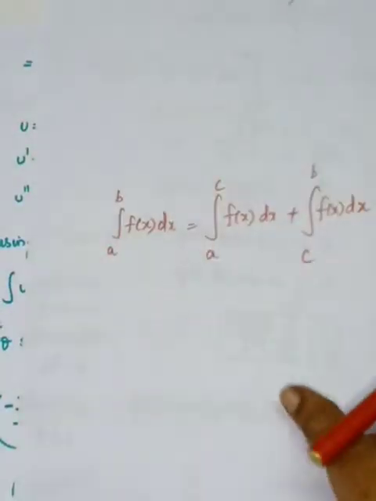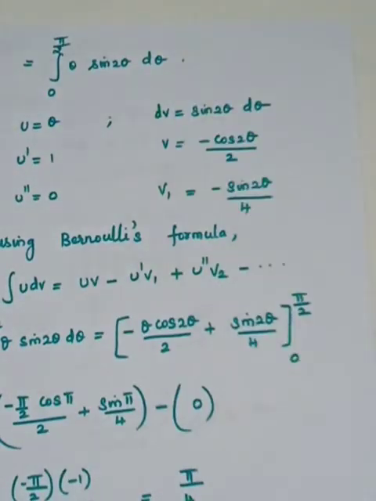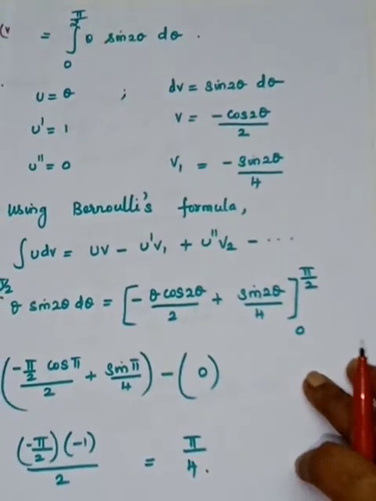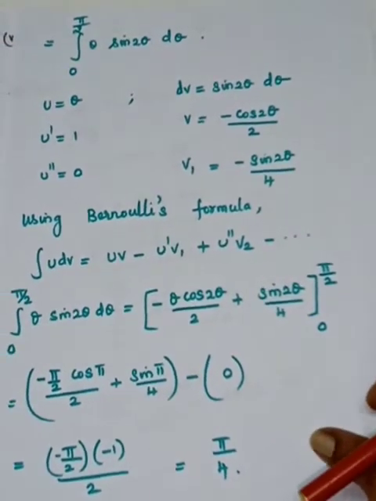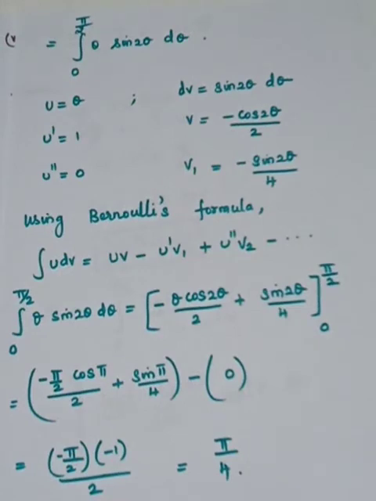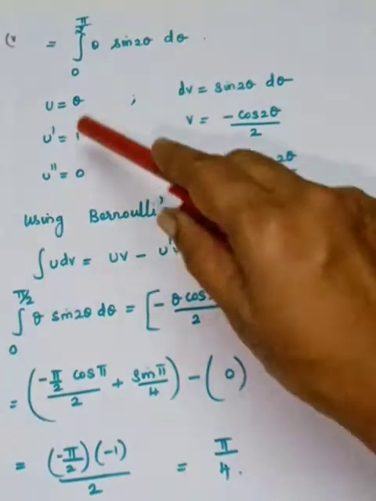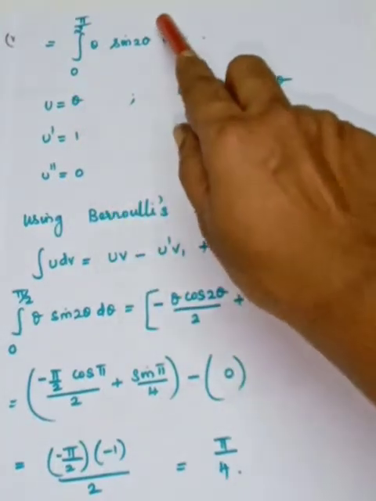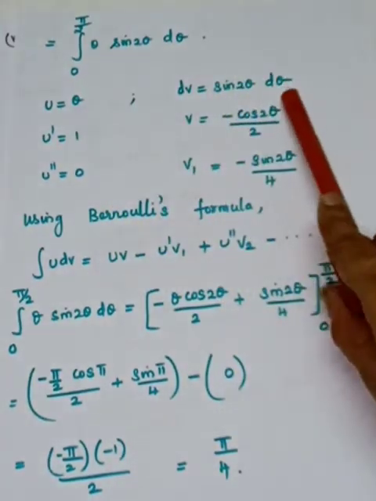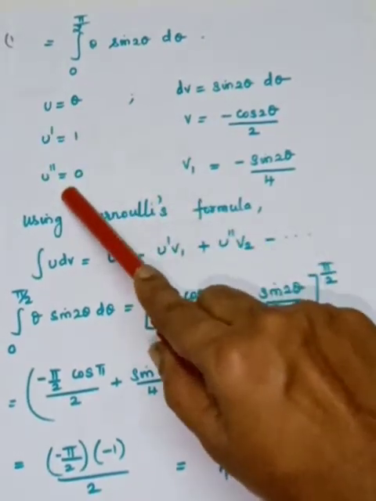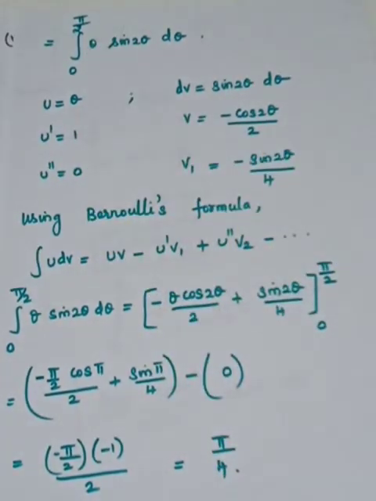So it can be written as integral 0 to pi by 2 theta into sin 2 theta d theta. Here we are going to use the Bernoulli formula. Otherwise we can go for the integration by parts method. Here in this problem I have used the Bernoulli formula. So u has to be taken as theta and dv has to be taken as sin 2 theta into d theta. So u dash, u double dash means you have to differentiate u successively.